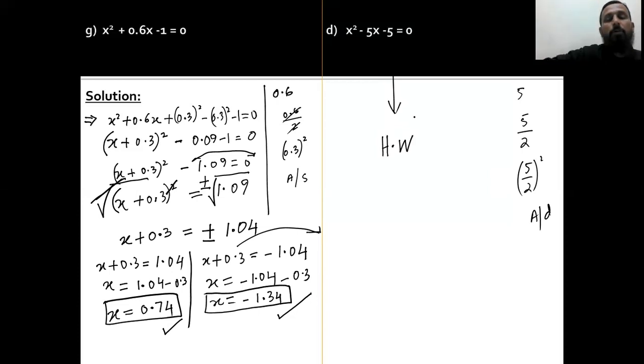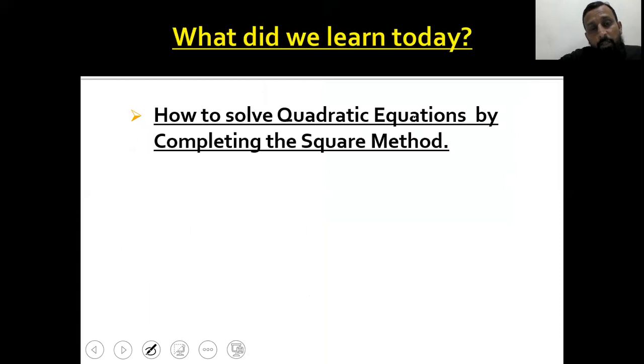All right, so this is the end of our class today. I hope you have enjoyed it. So what did we learn today? We learned how to solve quadratic equations by completing the square method. And by completing the square method, what do we do? We take coefficient of x, we divide it by 2, we square it, and then we add and subtract it.